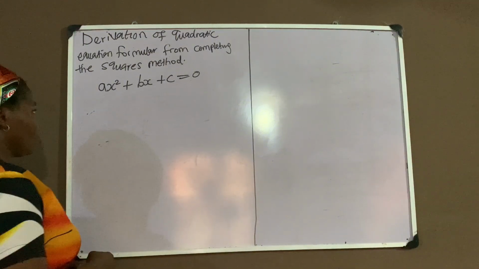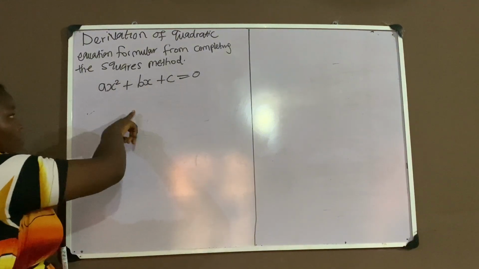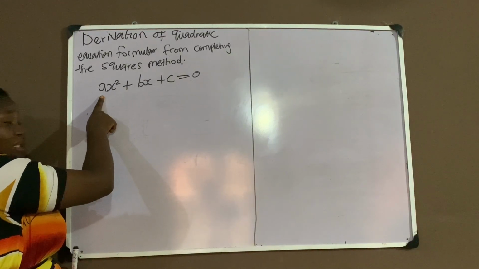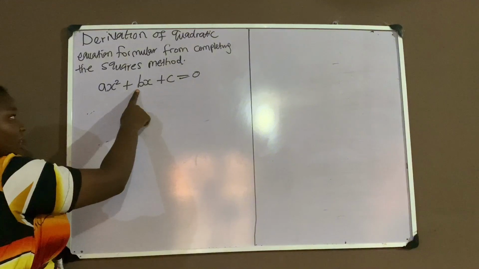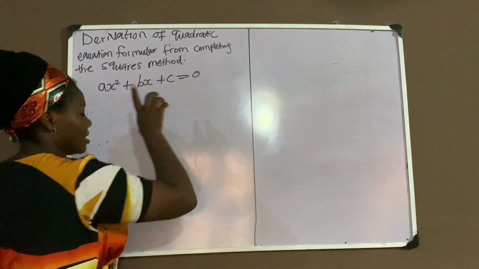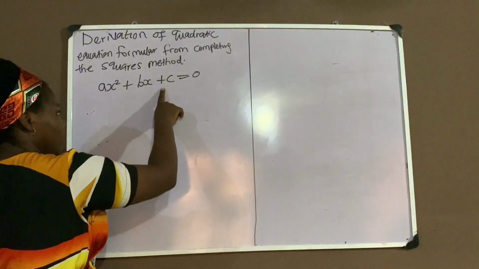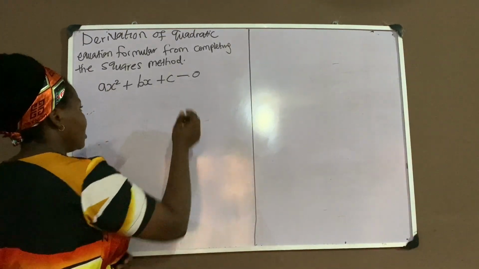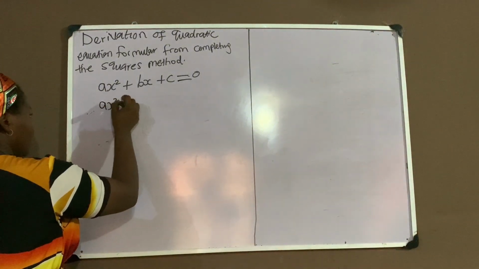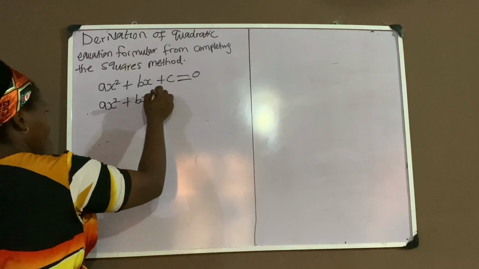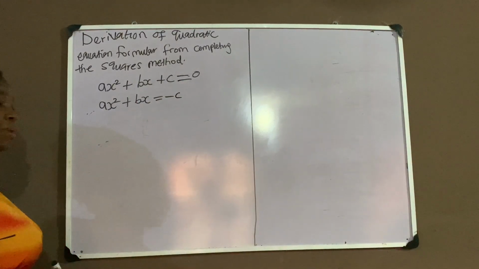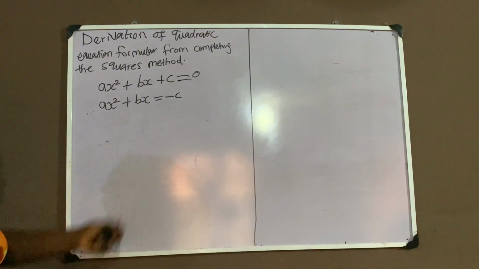The first thing you do when you are solving by completing the square is to note that the coefficient of x squared here is a, and the coefficient of x here is b. Then this c, which is the constant, you move to the right hand side. That is the first thing. Once anything crosses this equality sign, it becomes negative. So we have ax squared plus bx is equal to minus c. And please mind you, 0 is nothing, so 0 is gone.